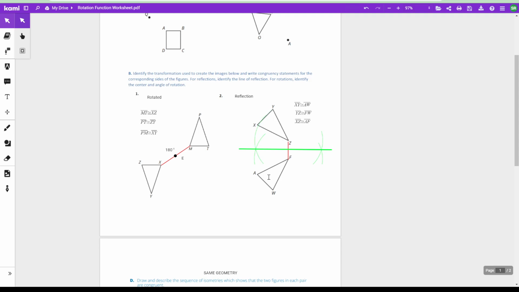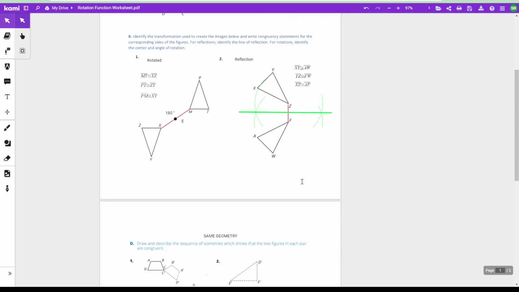a reflection of AFW. Now, it might be the case that YZ is also the same size and shape as AF, and those two are congruent. But we can't make that claim just off of the knowledge that this is a reflection, right? We'd have to measure YZ and measure AF in order to say that they are congruent. But in this case, that's not the goal of this practice. The goal of this is to make a congruency statement based off the knowledge that this is a reflection. Okay, so this would be all the congruency statements that we could say based off of that knowledge.